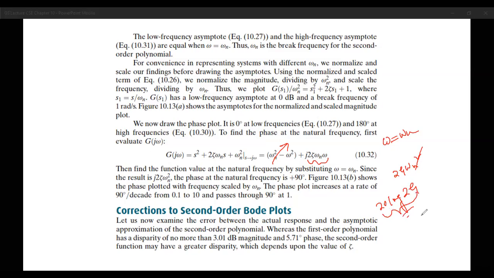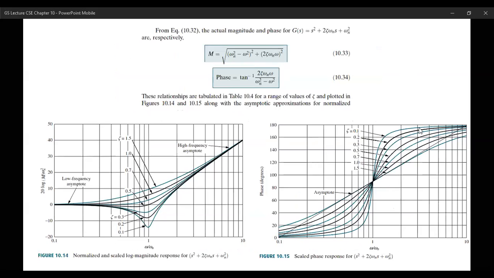This is a correction factor in your magnitude, because for different values of zeta, there is a slight change in your curve. So that correction factor has to be added. Look at here: for different values of zeta, the smaller the value, the lesser the peak. Our approximation says we go up to the breakpoint, then take a straight line approximation, but there is a contribution of this magnitude.